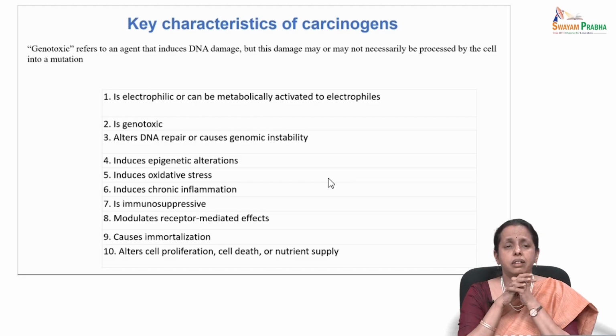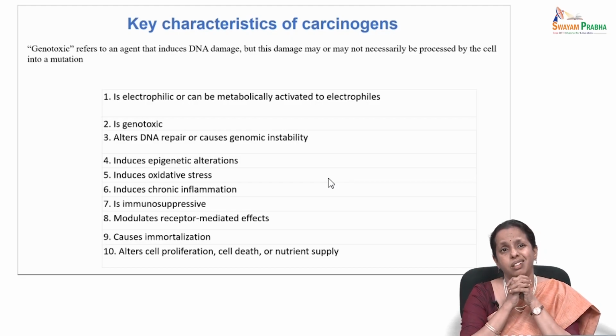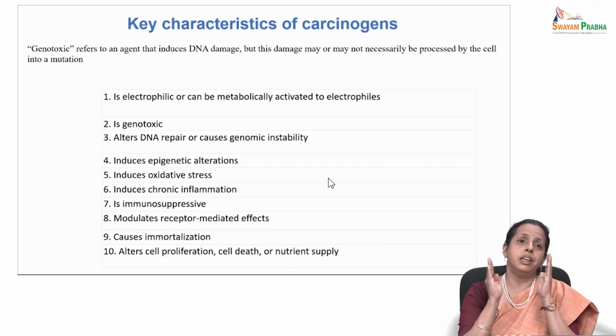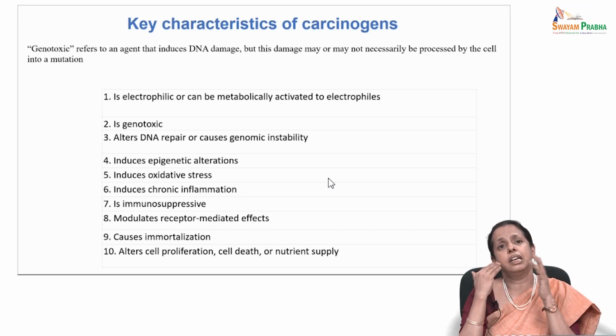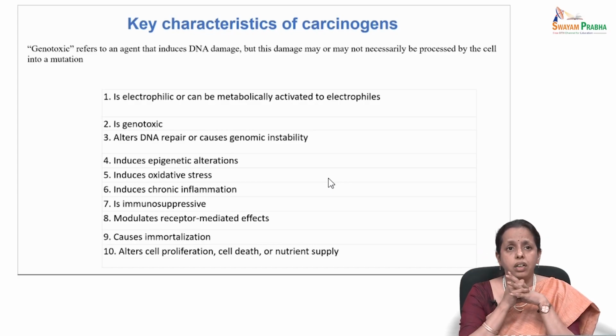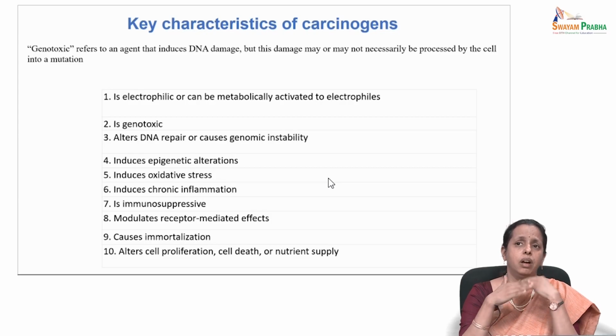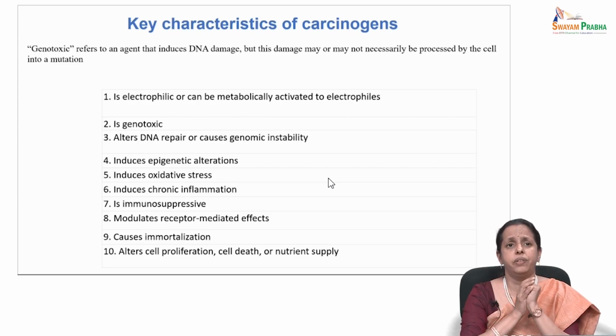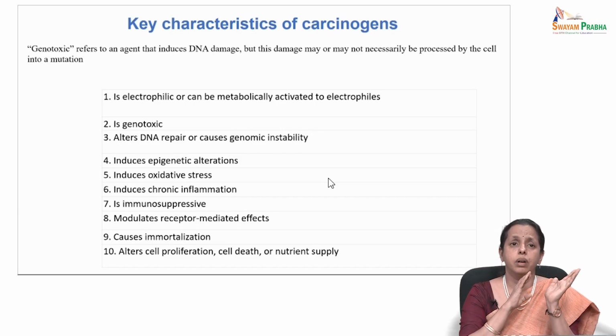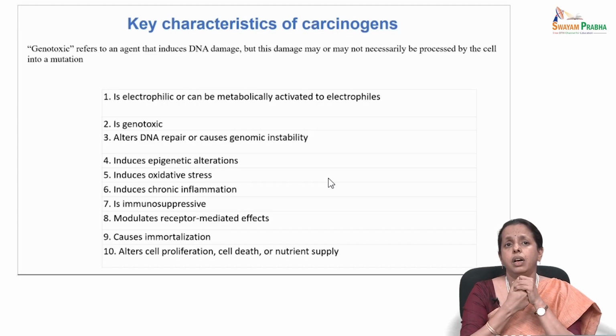Now, one of the characteristics of a carcinogen is that it should be genotoxic, though it need not necessarily be genotoxic. That means even if it is not altering the DNA, it can continue to be a carcinogen. This carcinogen should be able to alter DNA repair or cause genomic instability. This is very, very important. As you remember from the hallmarks of cancer, when we were discussing the different DNA repair mechanisms, carcinogens should be able to bypass them, or if it is altering the DNA repair mechanism, yes, it falls into the category of a carcinogen.